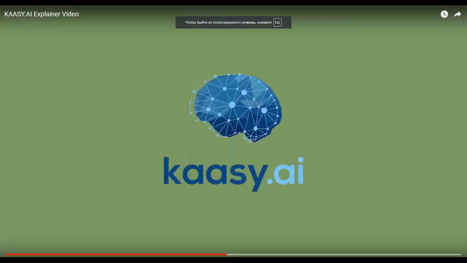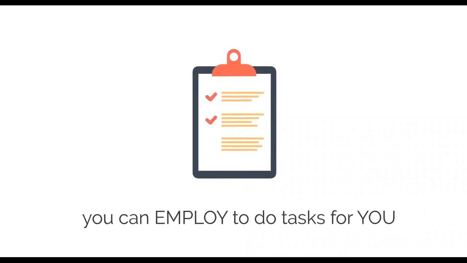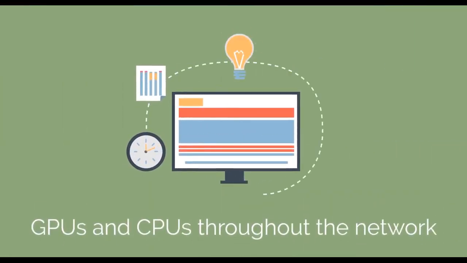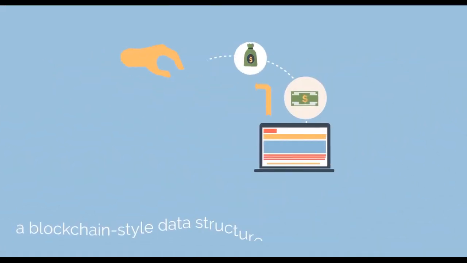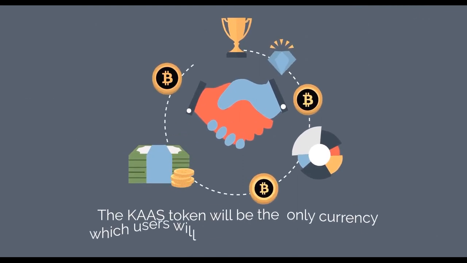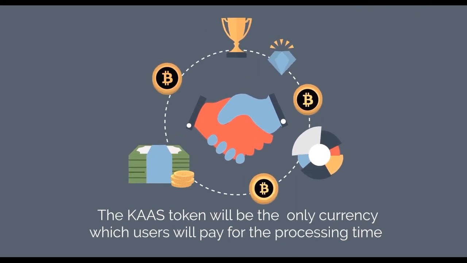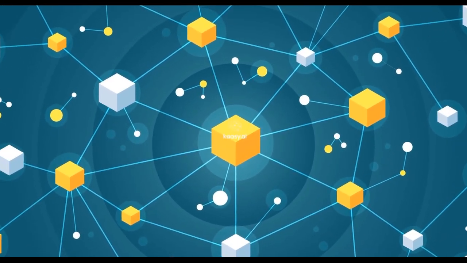It's a service and represents the backbone of Kaasy, the decentralized AI assistant that you can employ to do tasks for you. The AI applications run using processing cores of GPUs and CPUs throughout the network, while storing the knowledge and skills created at runtime into a blockchain-style data structure optimized for reusability. The Kaas token will be the only currency in which users will pay for the processing time to accomplish their tasks via the decentralized infrastructure.